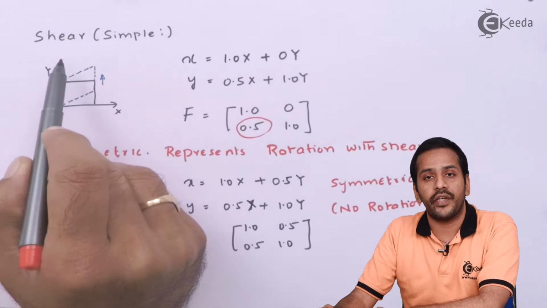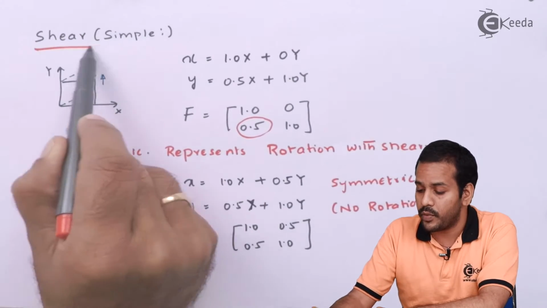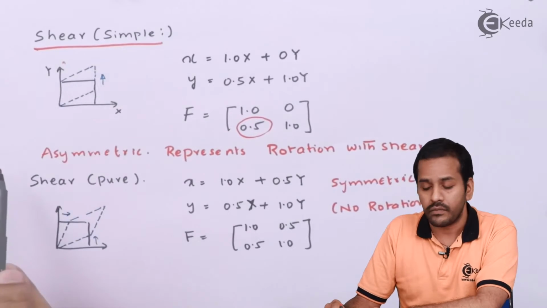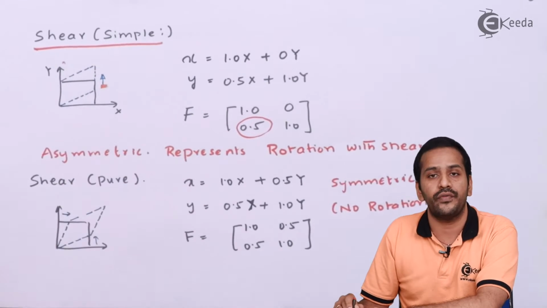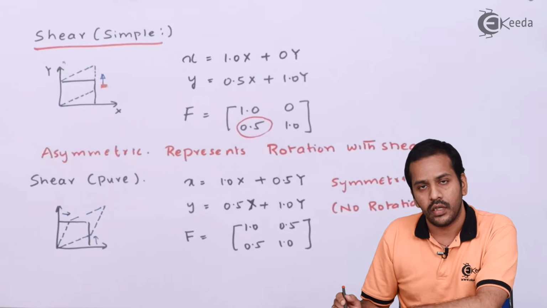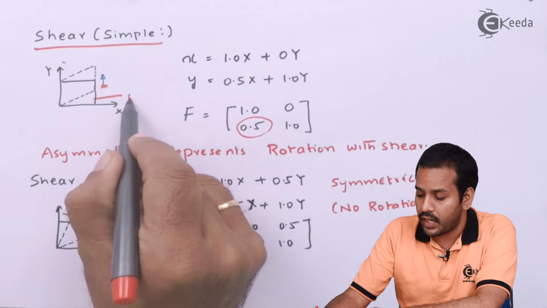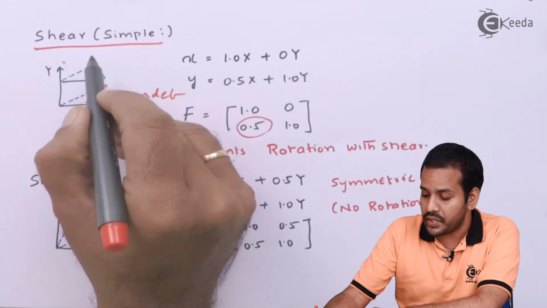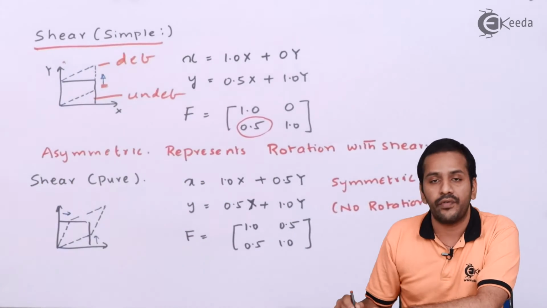What is the other sort of deformation possible? The other sort of deformation is simple shear. Let us take the same square here. Now you have applied a shear force on one of the faces. This is the undeformed configuration, that is, the initial configuration. Now this dotted one represents the deformed configuration.